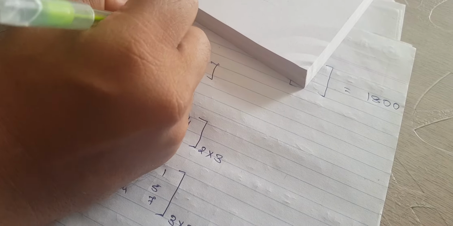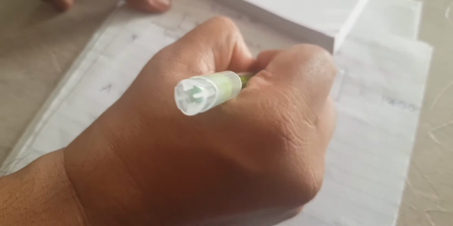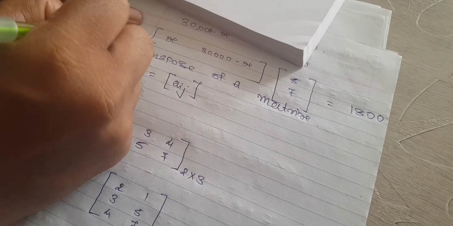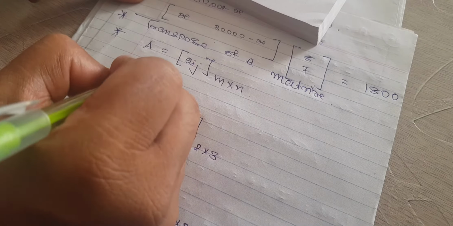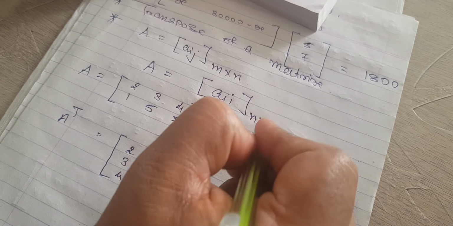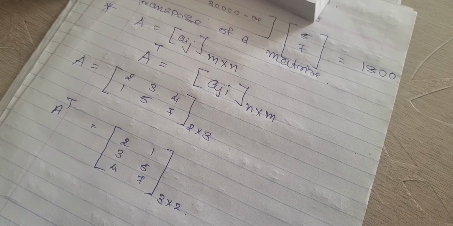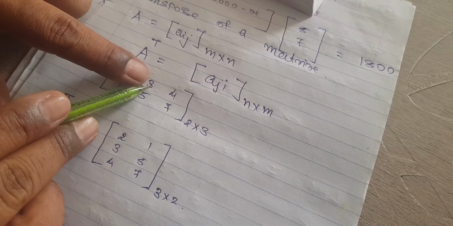Transpose of a matrix. Understood? Aij, an m cross n matrix, is given. What we are doing? We are converting it into Aji, and the outcome is n cross m. And that outcome matrix is A transpose.